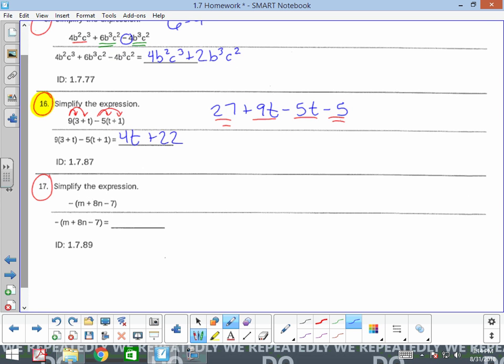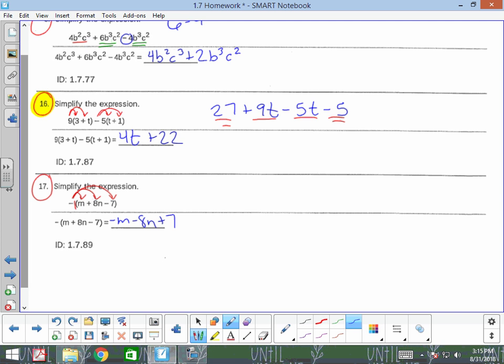Last one. Remember that negative sign in front of the parentheses means negative 1. So I'm multiplying negative 1 times m, which is negative m. Negative 1 times 8n, which is negative 8n. And negative 1 times negative 7, which is positive 7. So that negative 1 in front of the parentheses changes the signs of every single term inside the parentheses. You are now ready to go to the questions on your 1.7 homework.